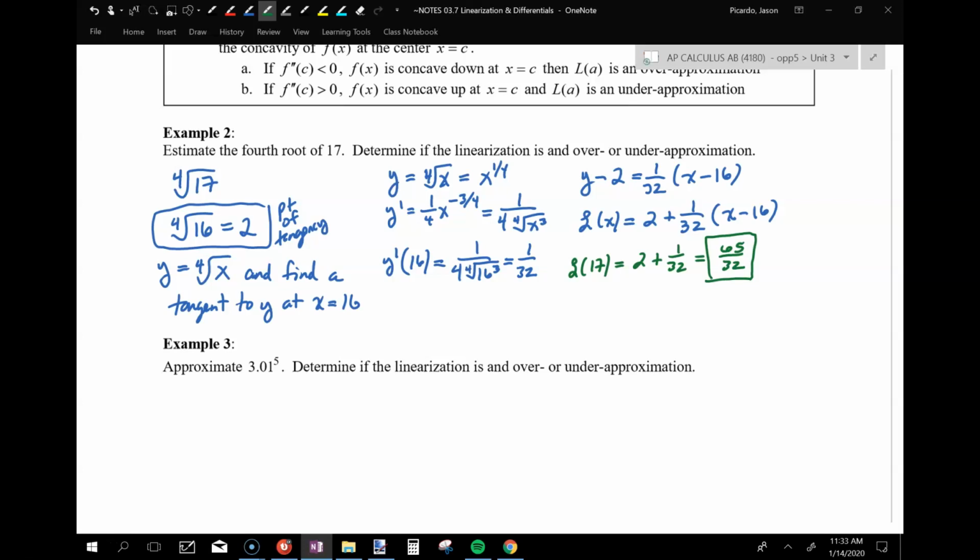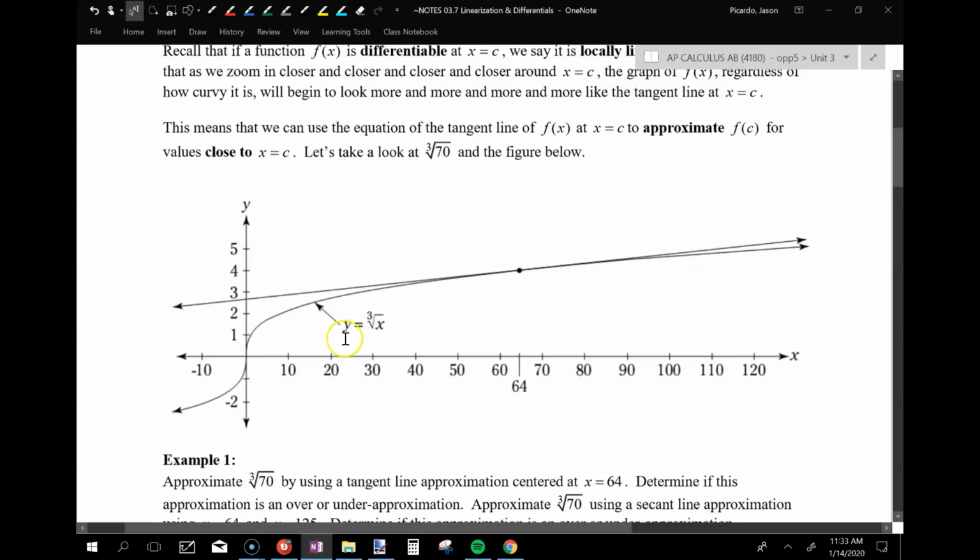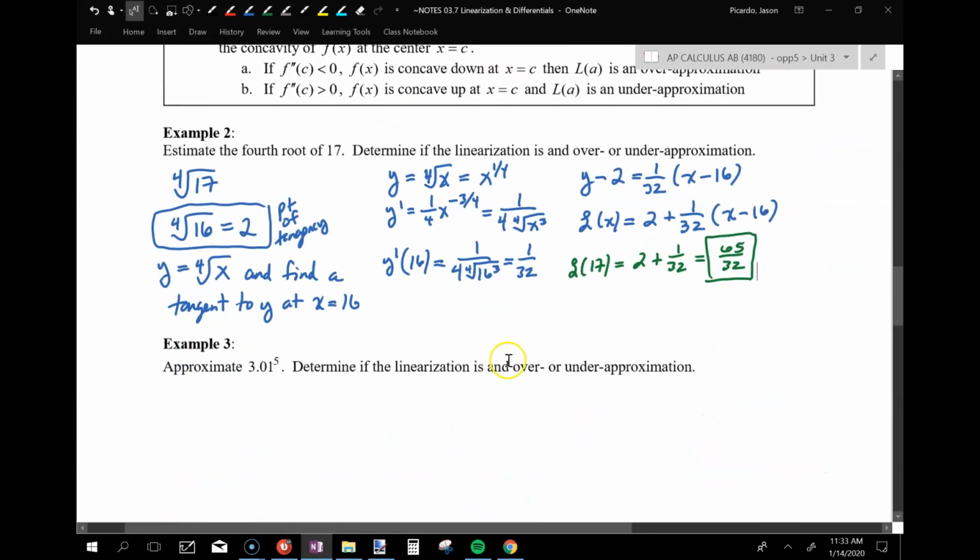All right. Here's the problem. Lexi, I want to know if that is a little bit too high or a little bit too low. But I don't know what the curve looks like, do I? Now, how did we make a determination on this one? Well, we knew what the curve looked like. The curve was concave down at the point, right? So my question is, do we know what the original curve looks like? No.